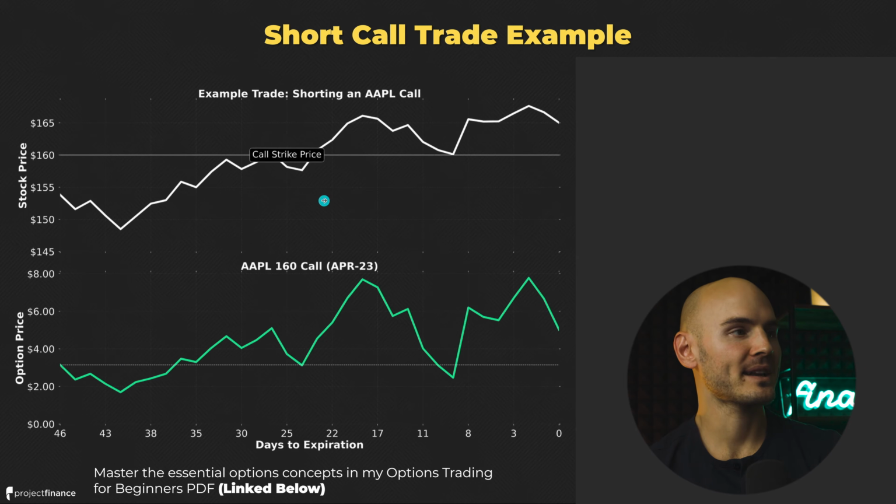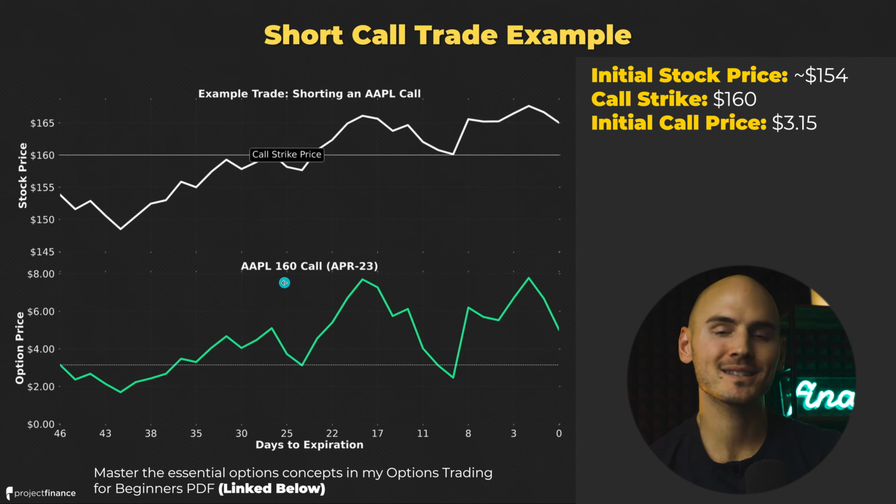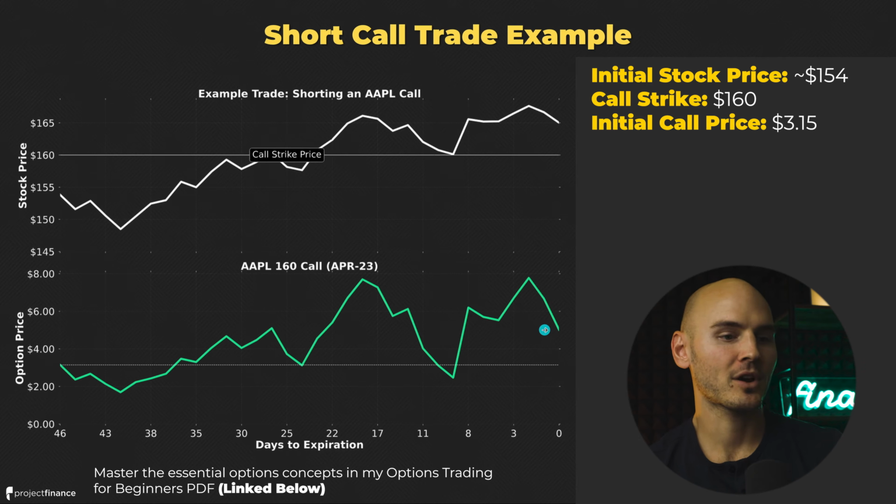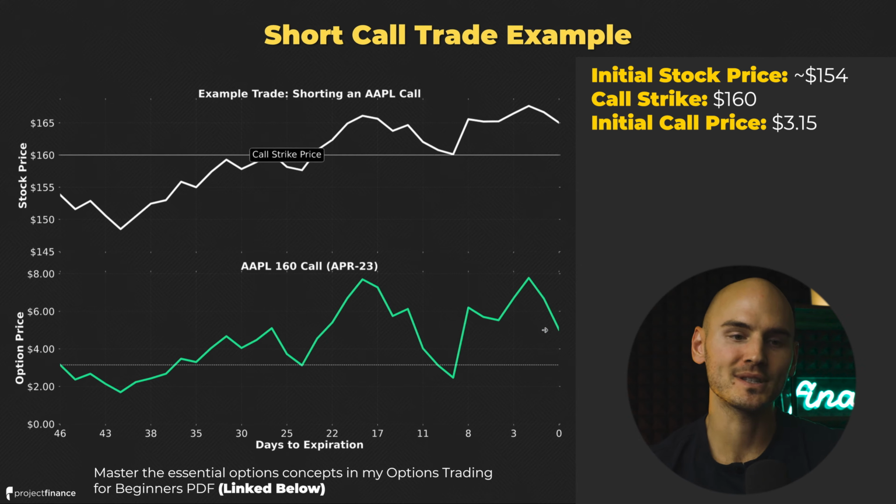In this example, we're looking at an Apple short call position, and the strike price of this option is $160. At the beginning of the period, Apple's stock price was around $154, and this option had 46 days until expiration. The entry call price is $3.15. As we can see, Apple's stock price did increase and ended above the call strike price of $160, and we can see that the call option's price also increased to a high price of about $8, but at the time of expiration, the call option was worth around $5.02. This gives this short call position an ending loss of $187 per contract.